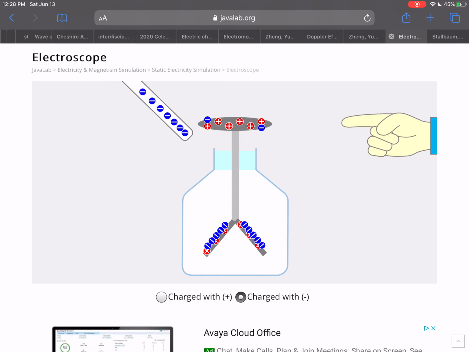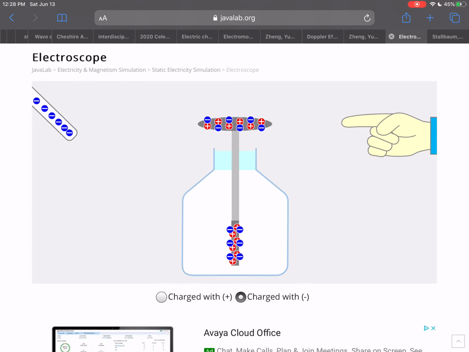Notice that if I bring the rod back away, the electrons return to where they were before, and we can see very clearly that the electroscope is net neutral.